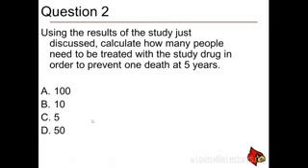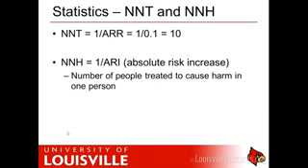All right. Knowing the absolute risk reduction of 10%, how many people do you need to treat with the study drug in order to prevent one death at 5 years? Who says A, 100? B, 10? All right, got a few hands. C, 5? And D, 50? All right, good, exactly, it's 10. The number needed to treat is 1 over the absolute risk reduction, so you're dividing 0.1 into 1, and you get 10.